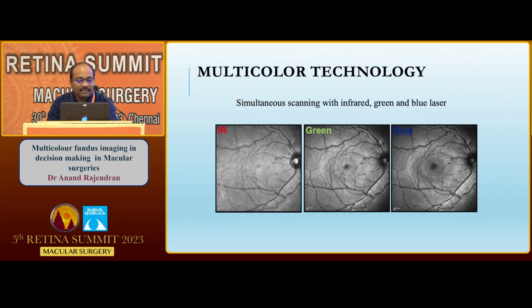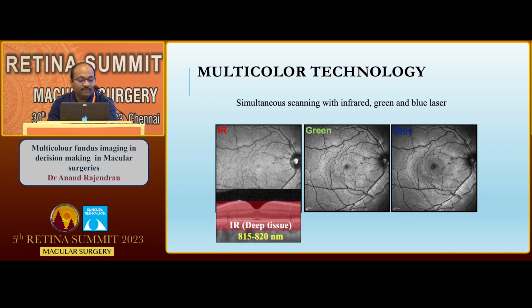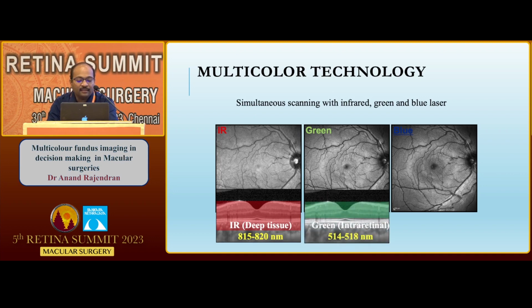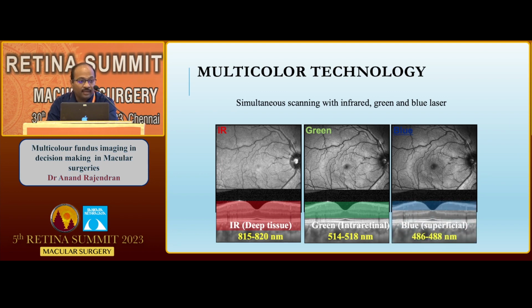So with the simultaneous scanning of the different component wavelengths, with infrared at 815 to 820 nanometers, you're able to look at deep tissue, the outer retina, the RPE. With green, laser coming in at 514 to 518 nanometers, good for looking at intraretinal structures, specifically vasculature. And with the blue at 486 to 488, a good study of the vitreomacular interface pathology is possible.